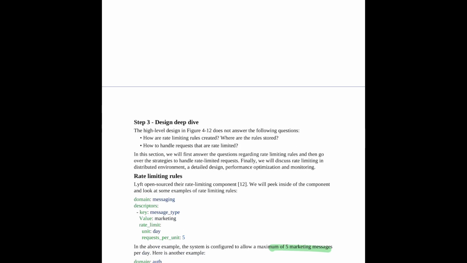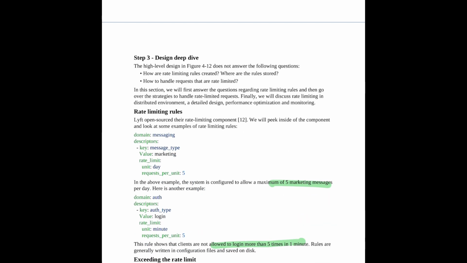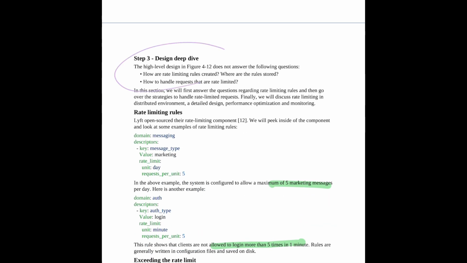Moving on. Oh, what is this? This is more like a design deep dive: when you design a rate limiter, you also need to design a set of rules. These are rate limiting rules. I guess this is just an example of some component. I don't remember exactly. So Lyft, yeah. Lyft open sourced their rate limiting component, and this is how their config looks.